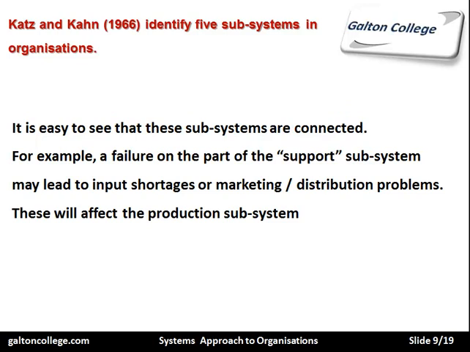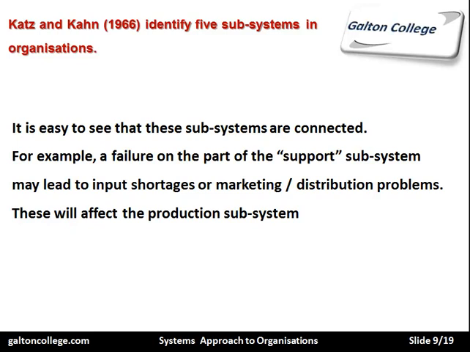It's easy to see that these subsystems are connected. They're not individual, they're not isolated subsystems, they are connected. For example, a failure in the part of the support subsystem may lead to input shortages or marketing distribution problems. This will affect the production subsystem. You can easily see how these work out.